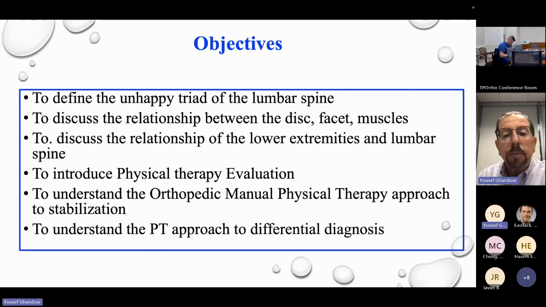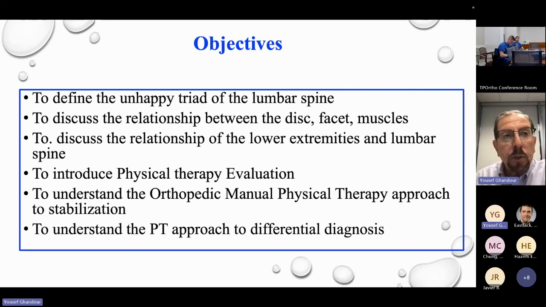To discuss the relationship between the lower extremity and the lumbar spine, which is a very relevant relationship that impacts the outcome of our lumbar rehabilitation, including the thoracic spine. And I want to include also the introduction for what we do in physical therapy. When you refer for physical therapy, what is the thought process that goes behind when we do the evaluation and look at the differential diagnosis, what is the cause of the problem?